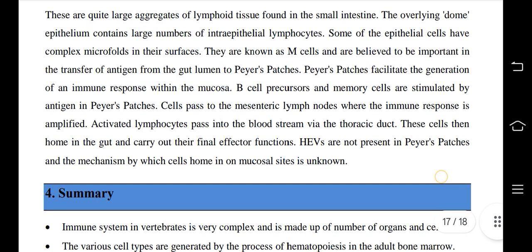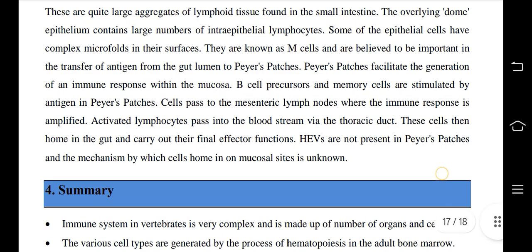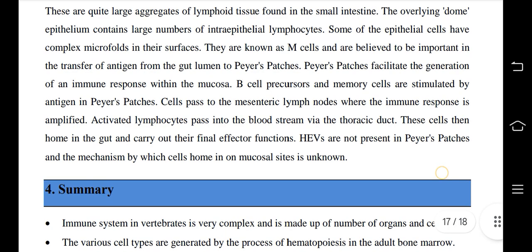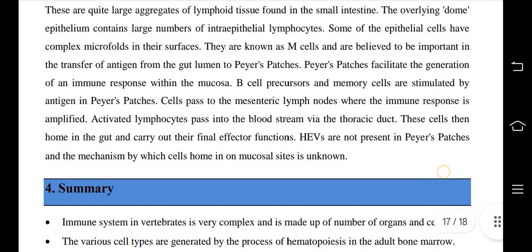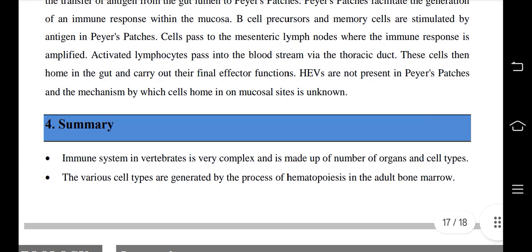B cell precursors and memory cells are stimulated by antigen in Peyer's patches. Cells pass to the mesenteric lymph nodes where the immune response is amplified. Activated lymphocytes pass into the bloodstream via the thoracic duct. These cells then home to the gut and carry out their final effector function. HEVs are not present in Peyer's patches and the mechanism by which cells home to mucosal sites is unknown.